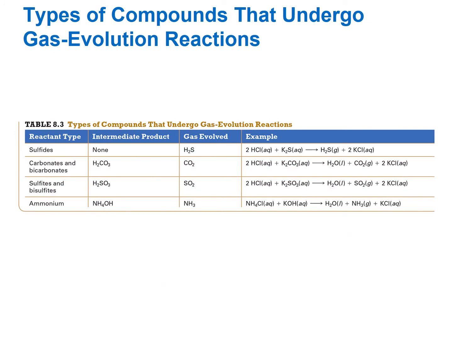So here's your chart for your gas evolution reactions. If you have a sulfide as a reactant, you're not going to have any intermediate products. It's going to go straight to a gas that gets evolved. If you have carbonates and bicarbonates, you're going to initially create carbonic acid and then you'll create carbon dioxide. If you have sulfites or bisulfites, you'll initially create sulfurous acid and then ultimately create sulfur dioxide. So you would look at the chart. That's what you would do. Just look at a chart.